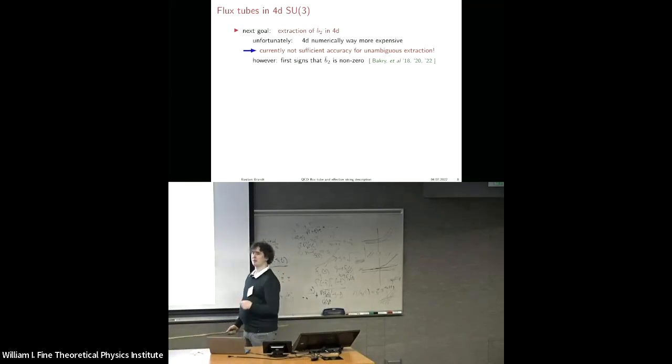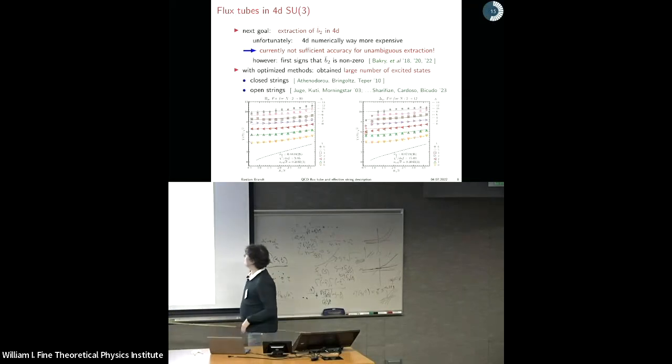So one really has to invest more and more to get the spectrum in 4 dimensions, and I'm currently working on this. But currently, it's fair to say that there's not sufficient accuracy for an unambiguous extraction of this boundary coefficient in 4D. There are some first signs that it should be non-zero, but really pinning down the value of it is very hard.